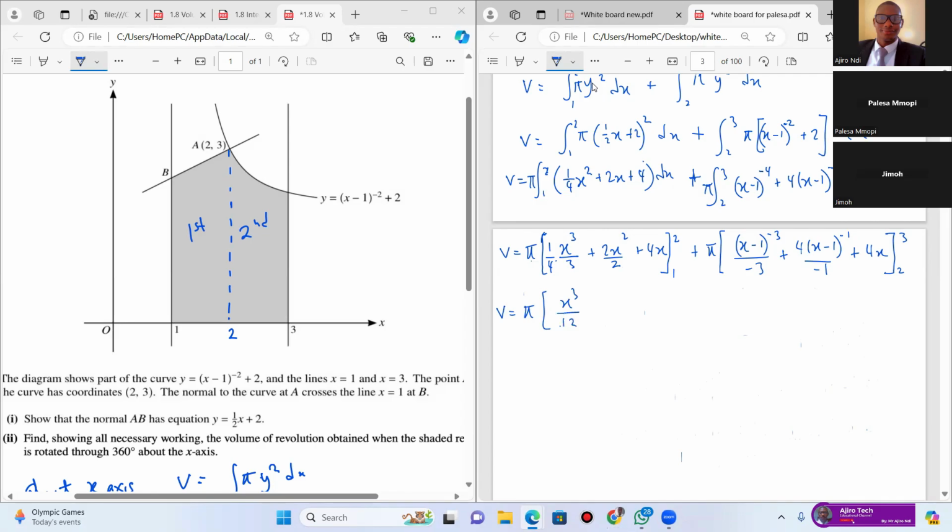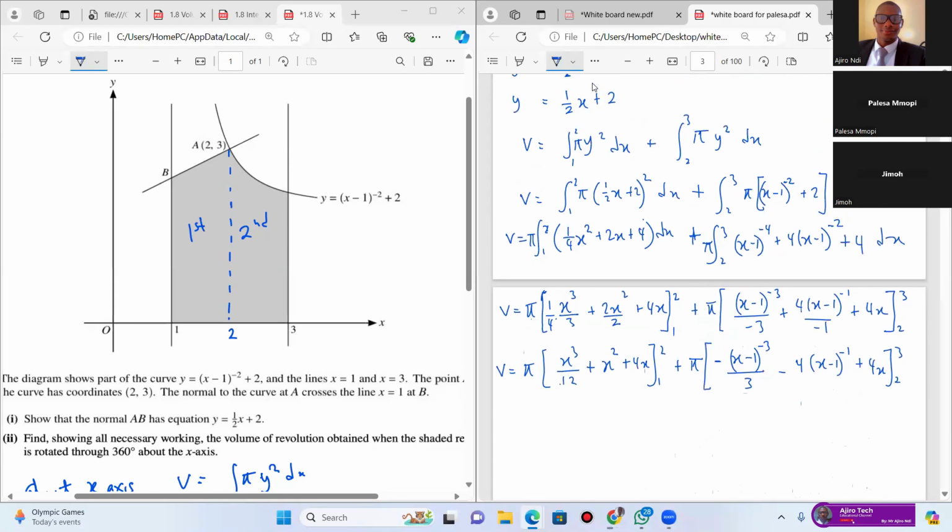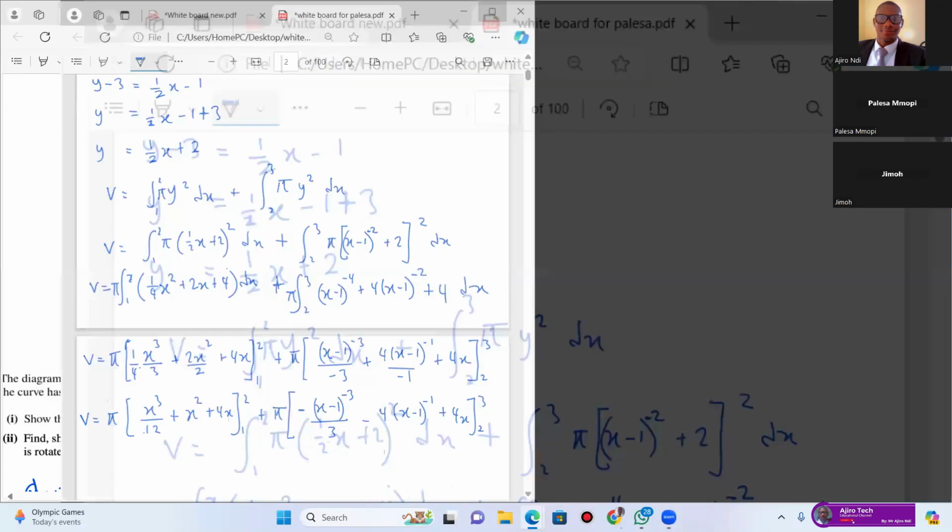Okay, we have a point. Plus x squared plus 4x from 1 to 2, plus pi into minus (x minus 1) cubed over minus 3 over 3, minus 4 into (x minus 1) raised to minus 1. I've already put that minus 1 to affect this power, so we need plus 4x from 2 to 3. Now, let me just try to expand this screen.